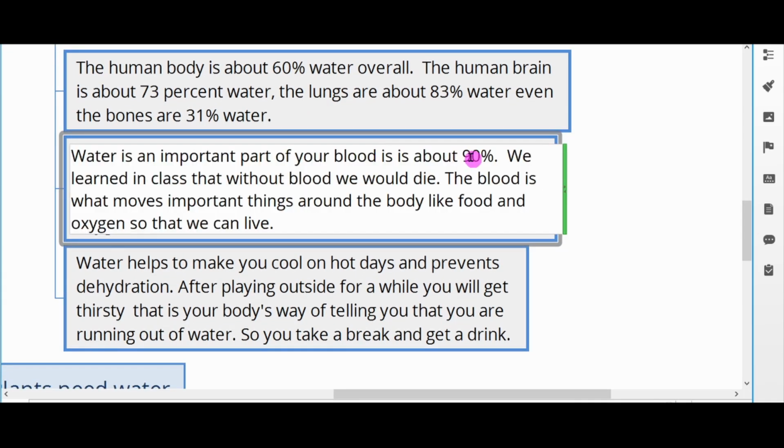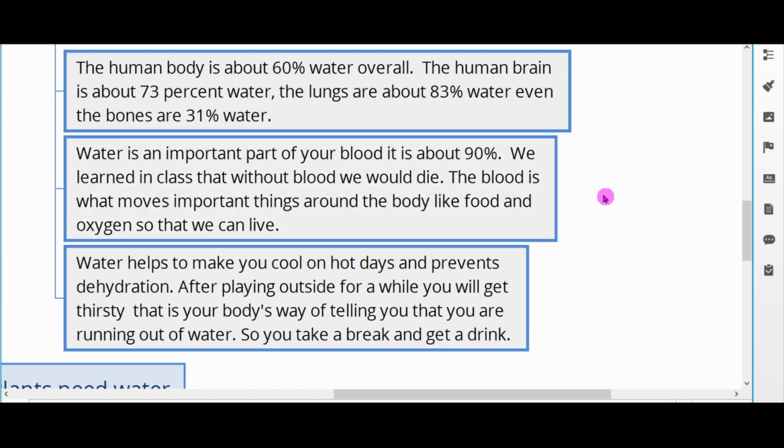Let's fix this here. Okay. So it is about 90%. We learned in class that without blood, we would die. The blood is what moves important things around the body like food and oxygen so that we can live. Water helps to make you cool on hot days and prevents dehydration. After playing outside for a while, you will get thirsty. That is your body's way of telling you that you are running out of water. So take a break and get a drink.